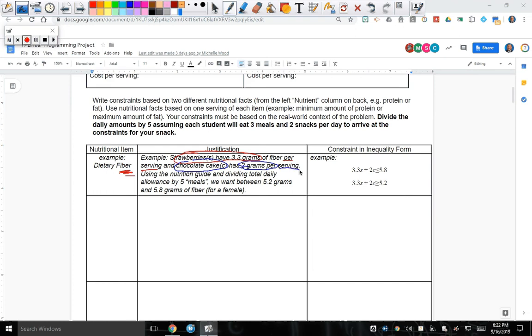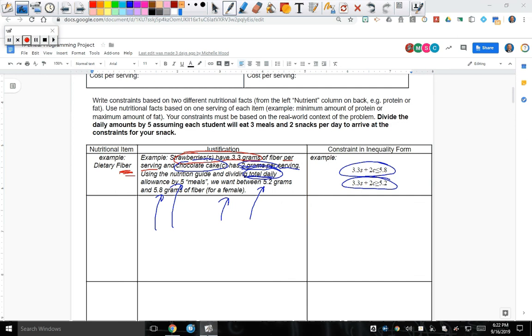Using the nutrition guide and dividing the total daily allowances, those numbers that they show on those labels, we're going to divide by 5 because of the 5 meals that we talked about earlier. We want between 5.2 grams and 5.8 grams of fiber for a female. So 5.2 and 5.8, and this is how you get the 5.8 and 5.2.